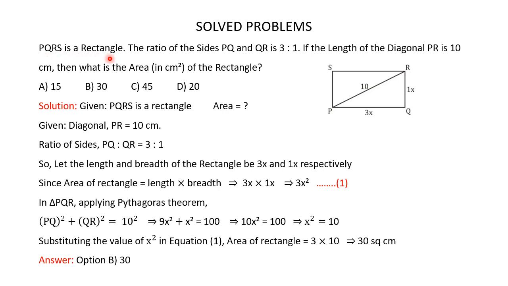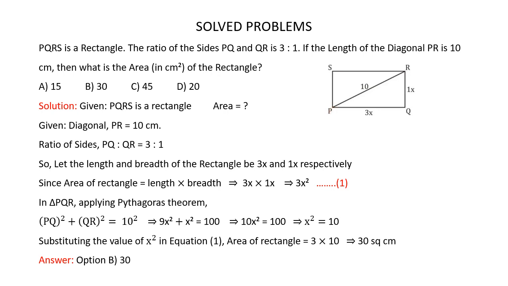PQRS is a rectangle. The ratio of the sides PQ and QR is 3:1. If the length of the diagonal PR is 10 centimeters, then what is the area in centimeters square of the rectangle? Here you are given 4 options and you have to find out which of these options is the correct one. So here you are asked to find the area of the rectangle PQRS. So it's given that PQRS is a rectangle and you have to find the area of this rectangle.